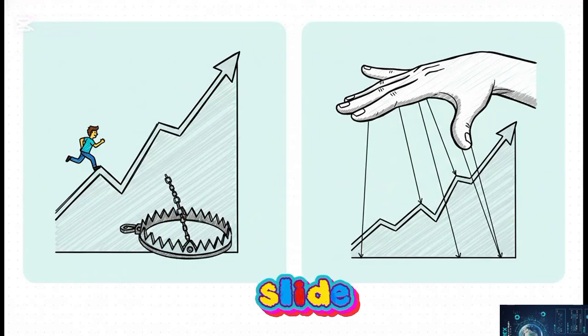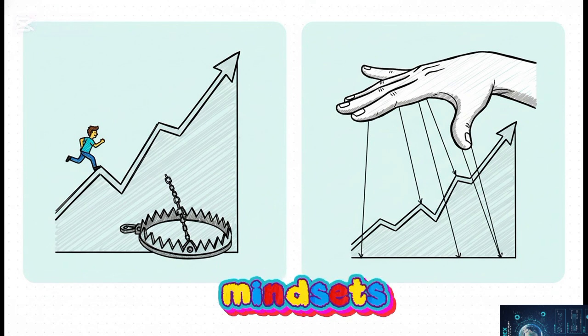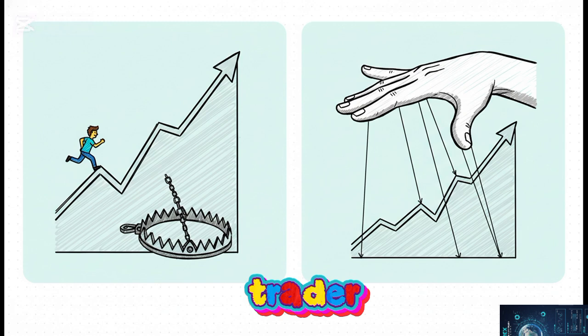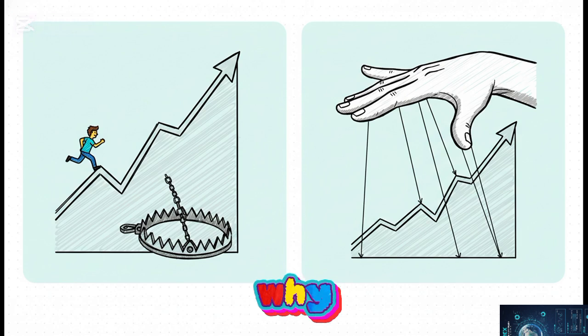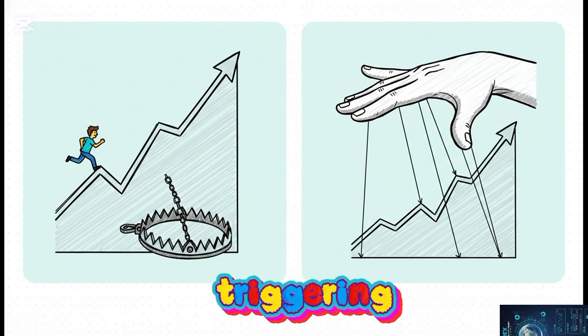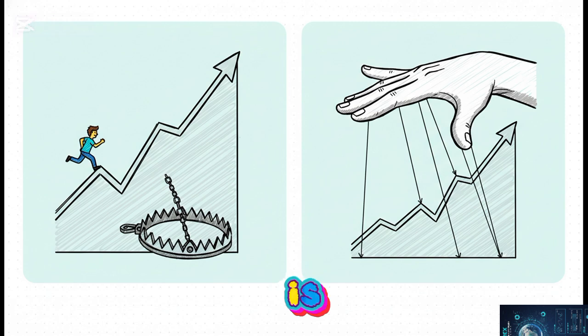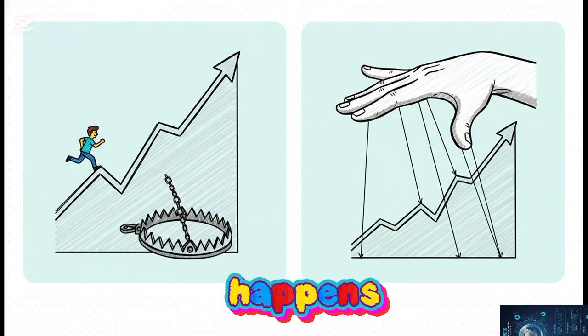Now, this slide right here is huge because it shows the two totally different mindsets at play. The average retail trader sees that breakout and they chase it. But the institution, they're the ones creating that breakout. Why? To go hunting for liquidity, which is just a fancy way of saying they're triggering all those stop losses. This is exactly why so many traders get stopped out moments before the real move happens.